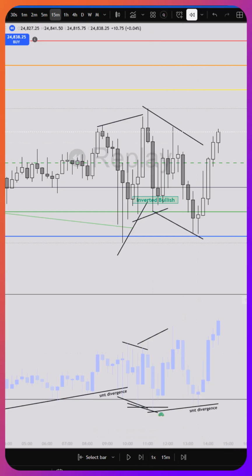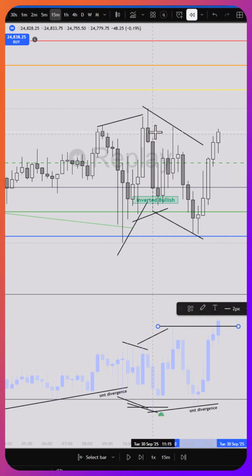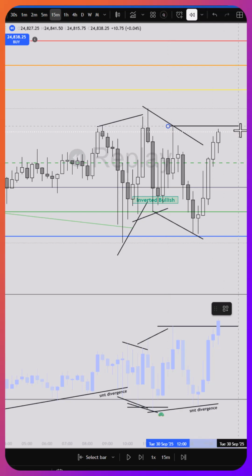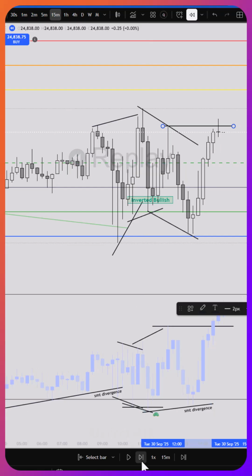Now ES took another high. Potentially, if you are long, you might want to take profits on NQ, because we're not quite sure if we're going to get over this. But let's keep going. Now at this point, it's 2:30 in the afternoon.